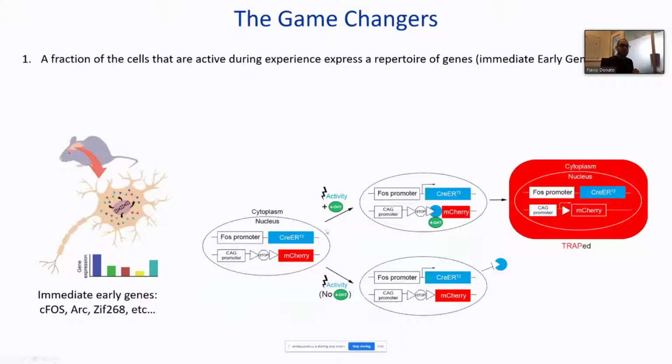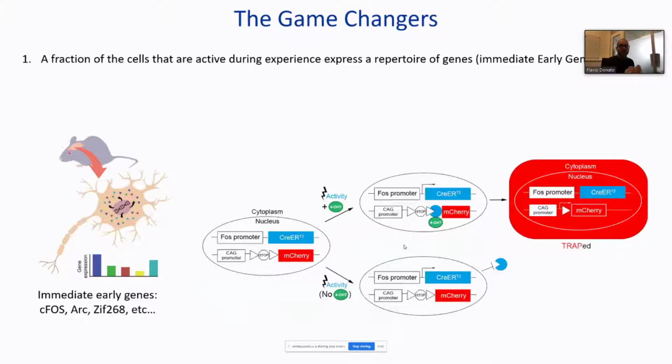So in the end, by combining a genetic promoter for the expression of a recombinase only in the cells that are active during the experience, we are able to trap neurons that were active at one specific moment in time, which is the moment in which the memory is formed. This is probably one of the most important advancements for this field, and the technological advancement that made possible the discovery and all the things that I'm telling you in the second part of the presentation and the papers that we're going to discuss this afternoon.